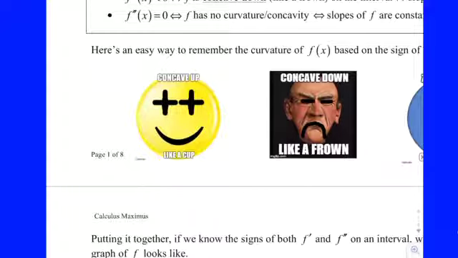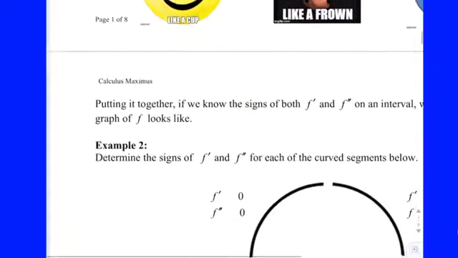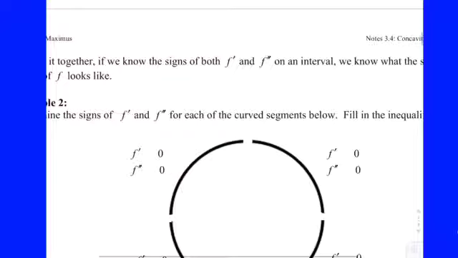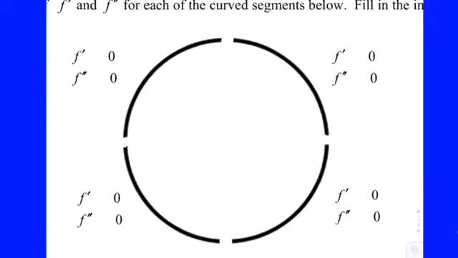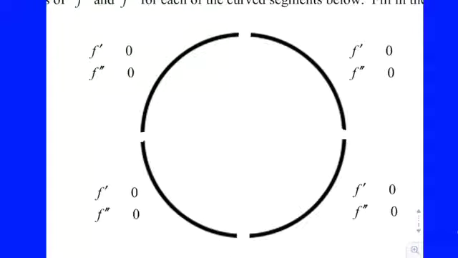Concave up like a cup, concave down like a frown, and 0 means no curvature. All right, putting it all together now. If we know the signs of f prime and f double prime on an interval, we know that the graph has to look like some of this. Now, again, if we know the f value, we know exactly where to put this on the coordinate plane. But we're just looking in general.